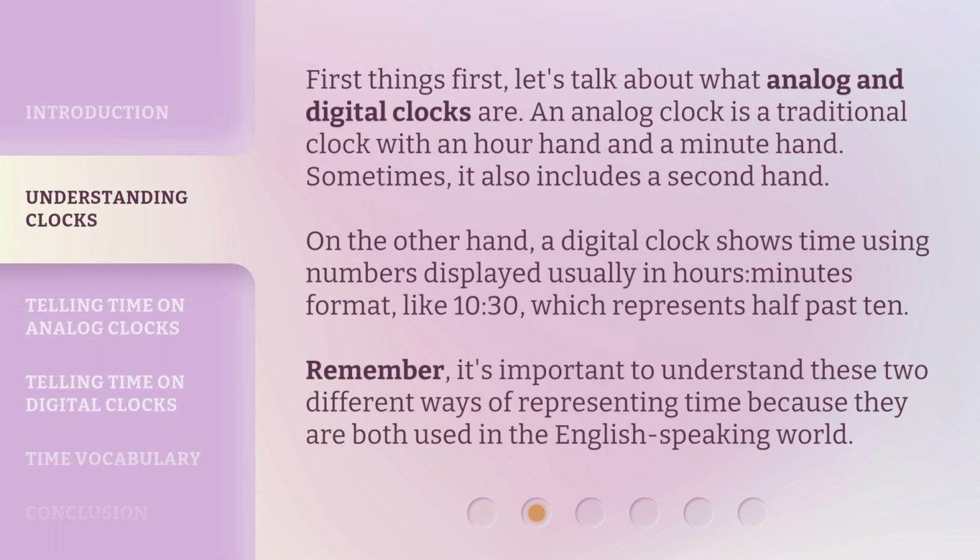First things first, let's talk about what analog and digital clocks are. An analog clock is a traditional clock with an hour hand and a minute hand. Sometimes, it also includes a second hand. On the other hand, a digital clock shows time using numbers displayed usually in hours, minutes format, like 10:30. Remember, it's important to understand these two different ways of representing time because they are both used in the English-speaking world.